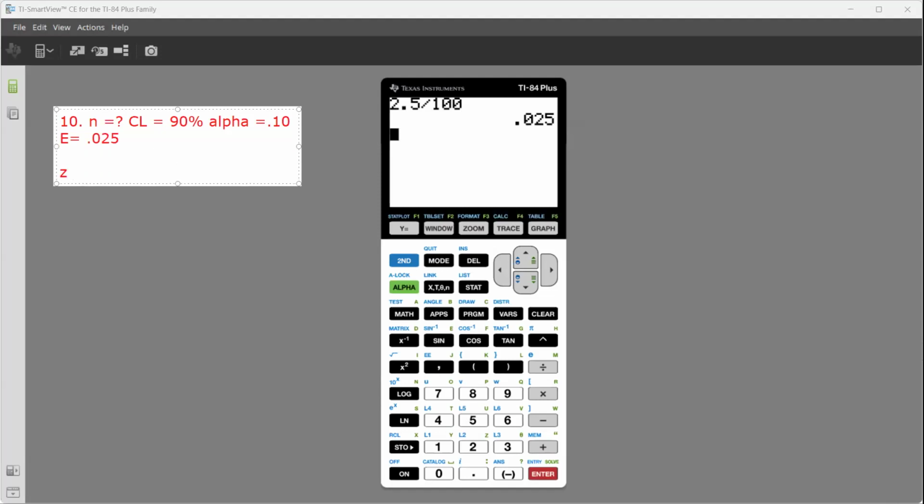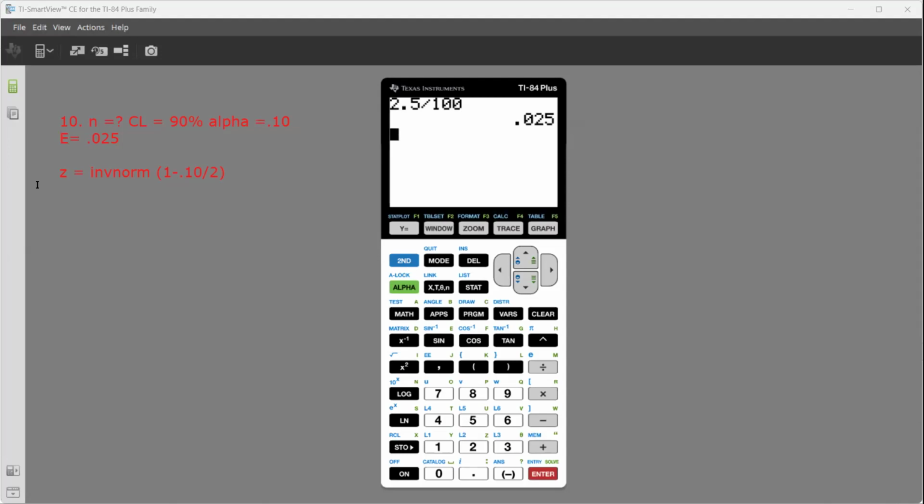My z here is inverse norm of 1 minus alpha, which is 0.10, divided by 2. So here I'm going to go ahead and use my pointer here. Second distribution, inverse norm, number 3, right here. This is going to be 0.10 instead of 0.5. 0.05, 0.10 divided by 2.